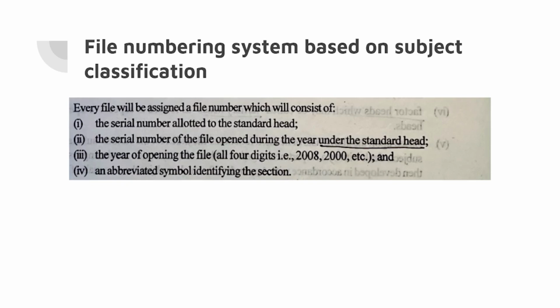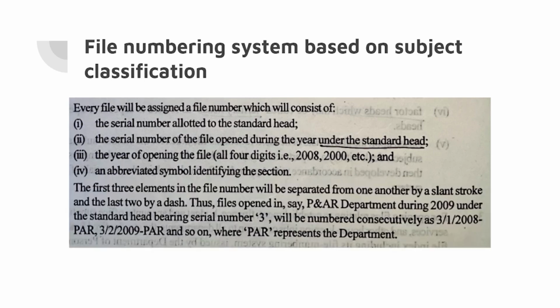Every file will be assigned a file number which will consist of the serial number allotted to the standard head, the serial number of the file opened during the year under the standard head, the year of opening the file with all four digits, that is 2008 or 2000, etc., and an abbreviated symbol identifying the section. The first three elements in the file number will be separated from one another by a slant stroke and the last two by a dash.